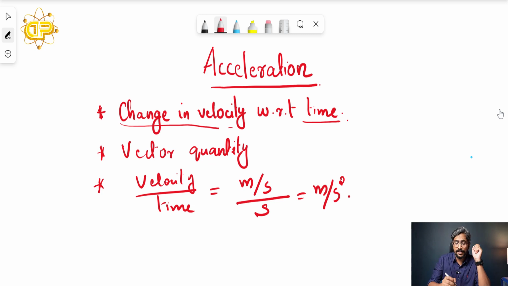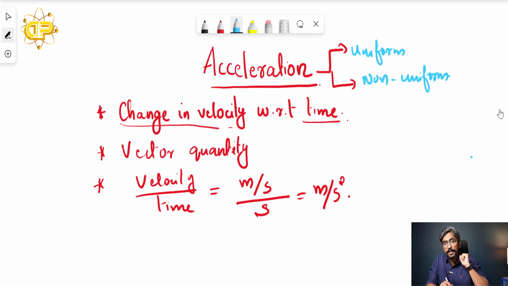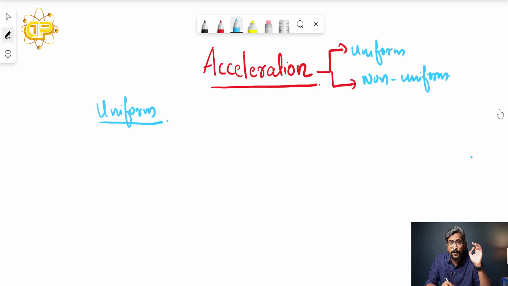In the case of acceleration also, there are two types of acceleration, that is uniform acceleration and non-uniform acceleration. We'll study uniform and non-uniform acceleration one by one and see what is the difference there. In the case of uniform acceleration, we can say that the rate of change of velocity is uniform, then we call it uniform acceleration.